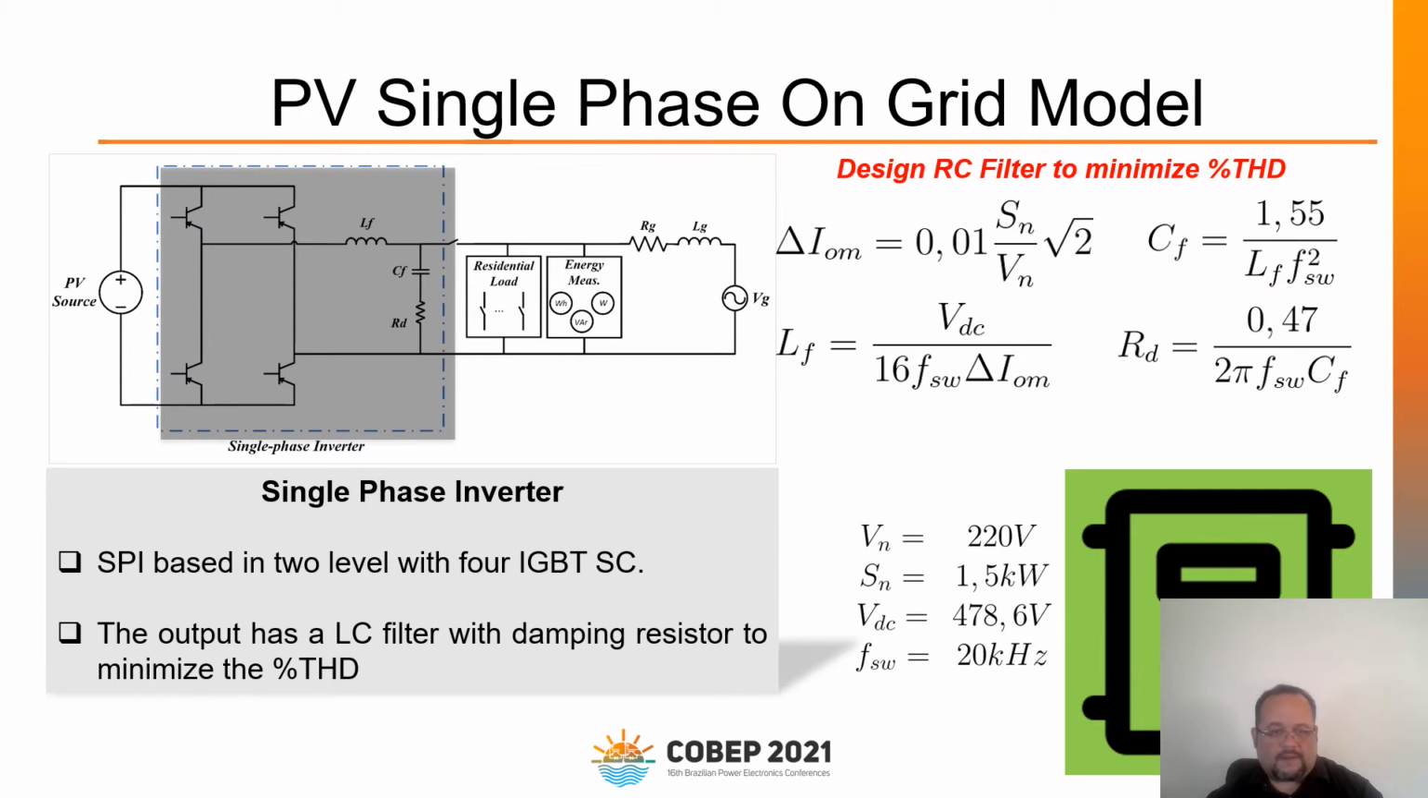The single-phase inverter is based on two levels with four IGBT semiconductors. The output has an LC filter with damping resistor to minimize the total harmonic distortion.